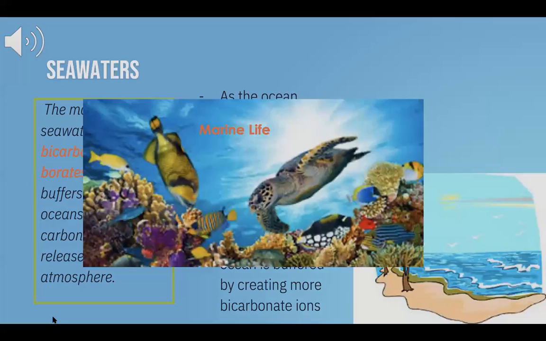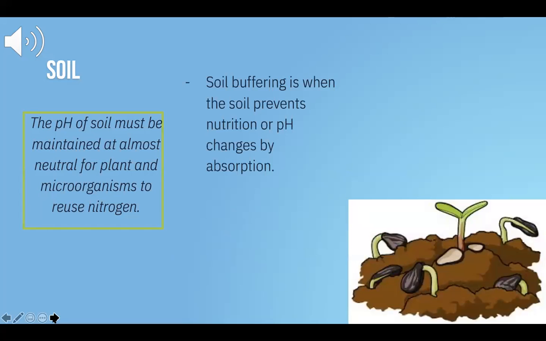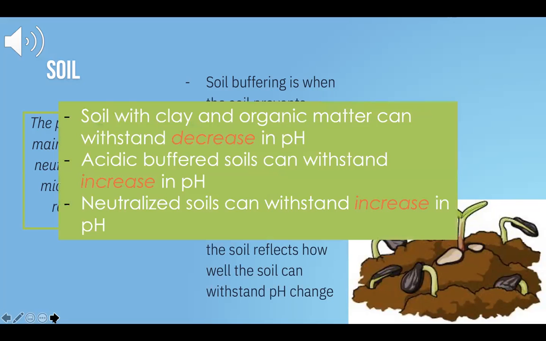The pH of soil must be maintained at almost neutral for plant and microorganism to reuse nitrogen. The soil must absorb and release nutrients. Buffering capacity of the soil reflects how well the soil can withstand pH change. Different soils have different amounts of surface sites for hydrogen ions. When the soil has many hydrogen ions, it has a higher buffering capacity. Soils with clay and organic matter can withstand decrease in pH. Acidic buffered soils can withstand increase in pH. Neutralized soils can withstand increase in pH.